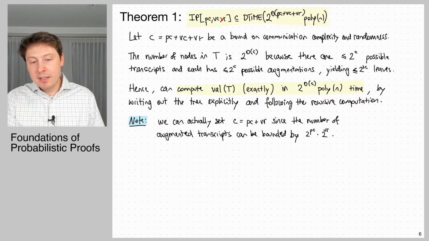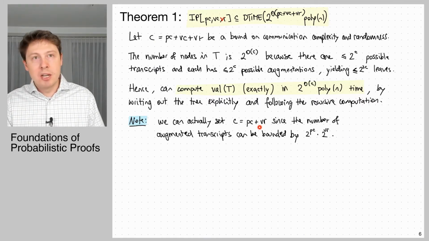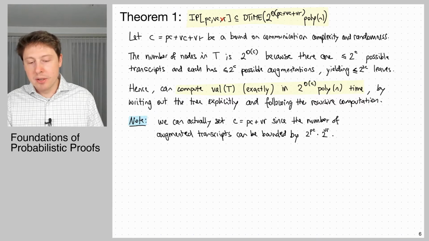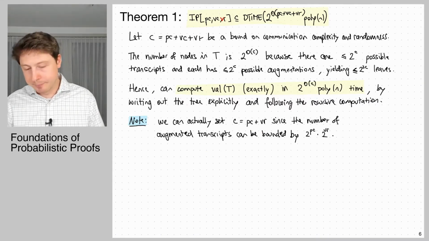In fact, here I could be even more careful and say that the verifier communication doesn't matter that much, because there cannot be more verifier communication than there are possible prover communication and verifier randomness. These are the only degrees of freedom in the transcript. So I can even ignore the verifier communication.